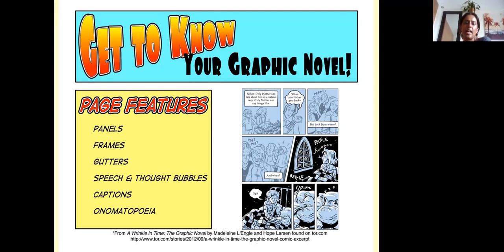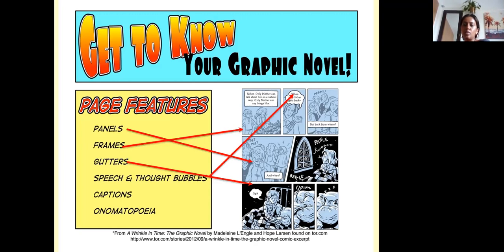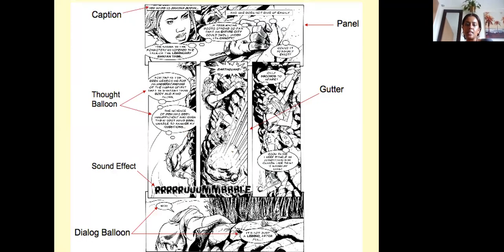So in a graphic novel, you will have page features: panels, frames, gutters, speech and thought bubbles, captions, and onomatopoeia. So let's have a look at what they look like. Panels, as you can see, and the frames are what surrounds the information. Speech and thought bubbles come from the character or the person. Captions are written just like when we draw a picture and we write a caption. And onomatopoeia are words which show what the sound would be at the time. So here's another example for you to have a look at. You've got sound effects, also known as onomatopoeia.